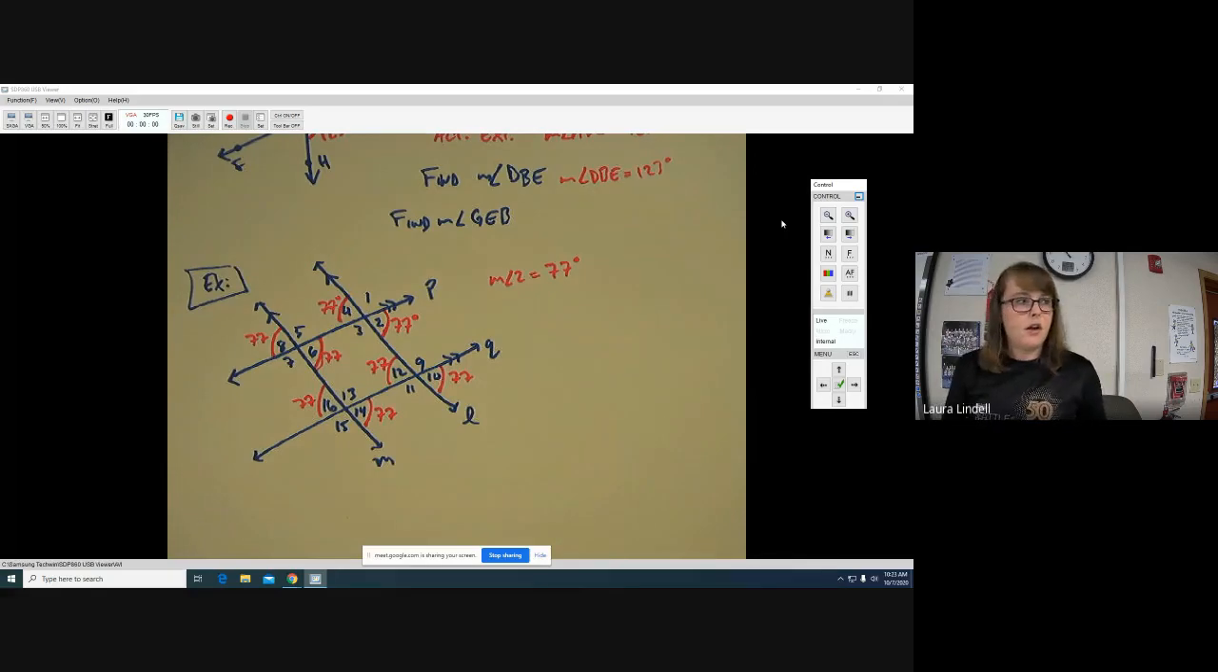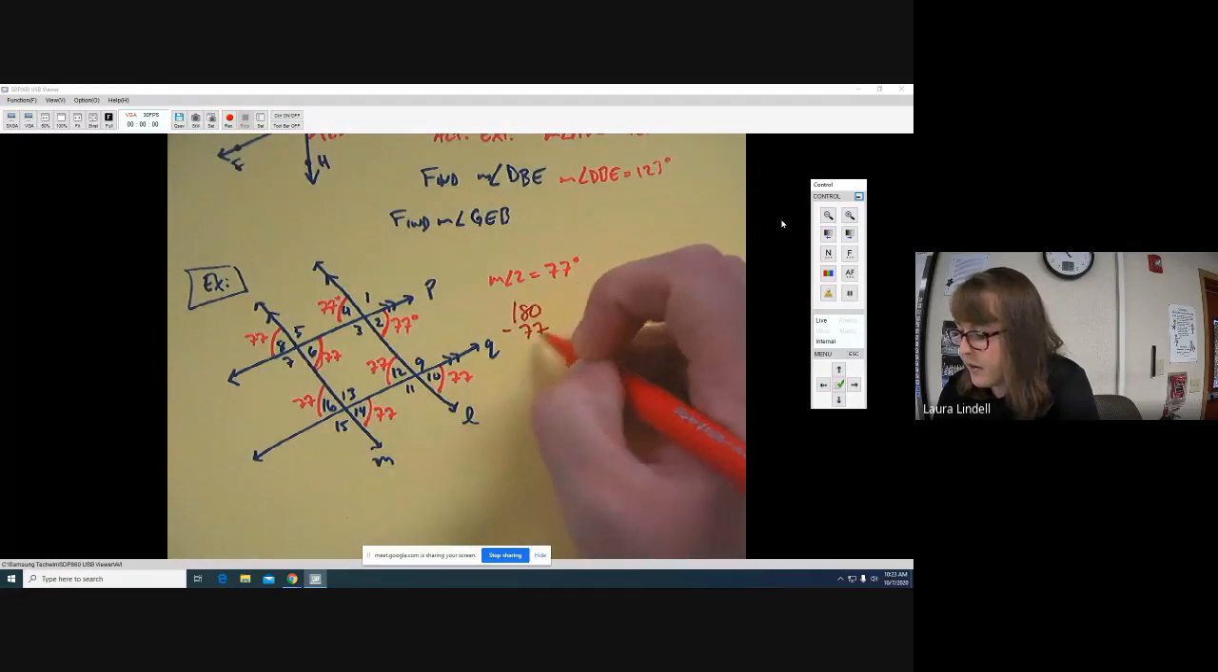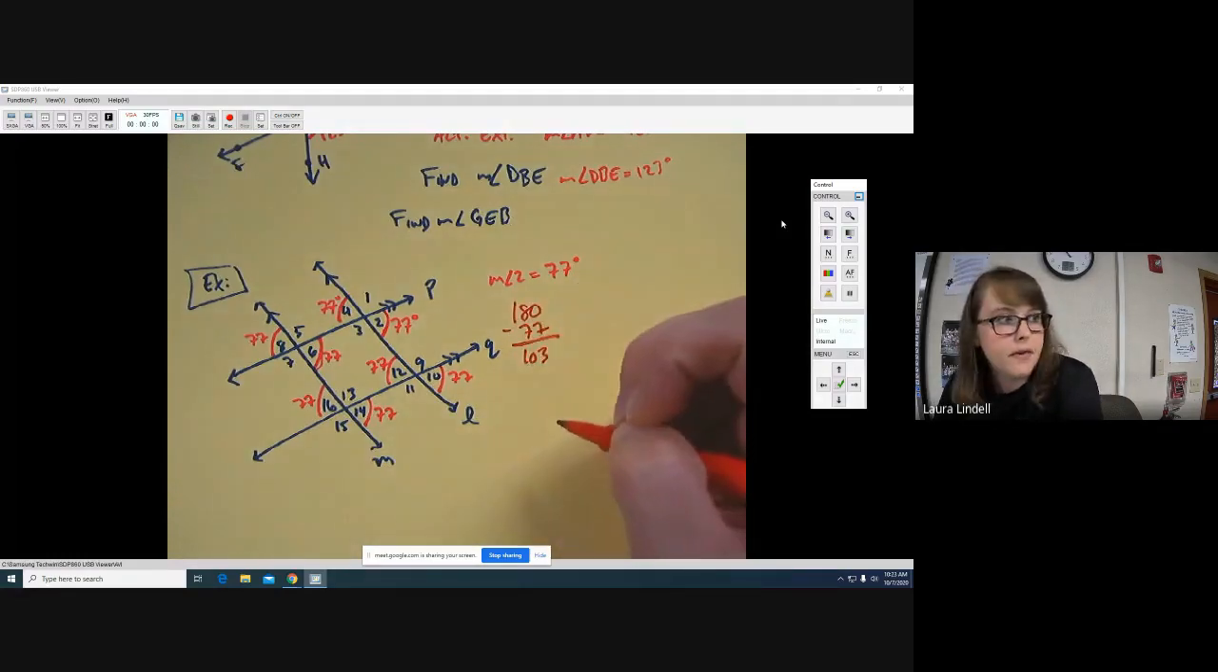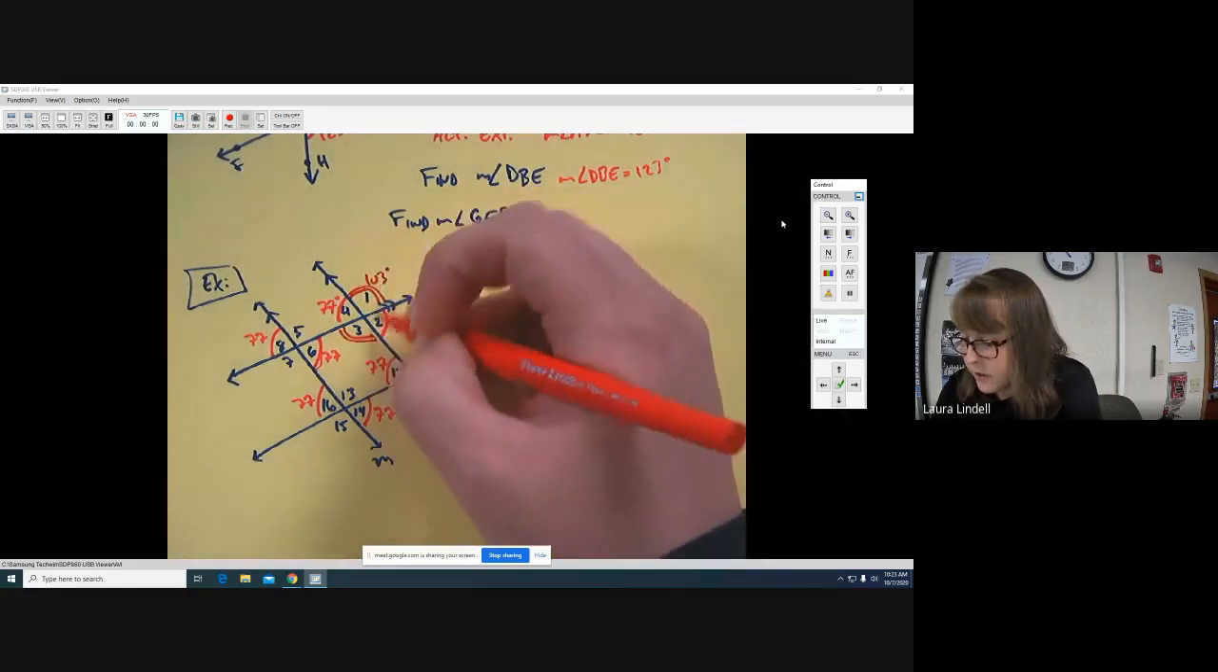All the other angles will be the same thing as each other as well. That's another interesting thing about this picture. So what are those angles all going to be? Anyone have an idea? Yeah, Kaylee. 103. Because if I go 180 minus 77, that gives me 103 degrees. So all the other angles in this picture are 103 degrees.